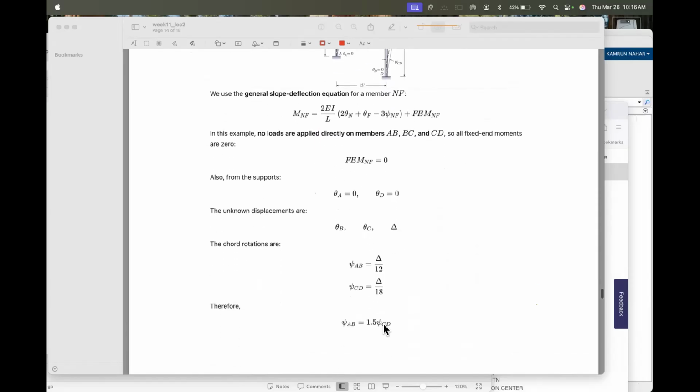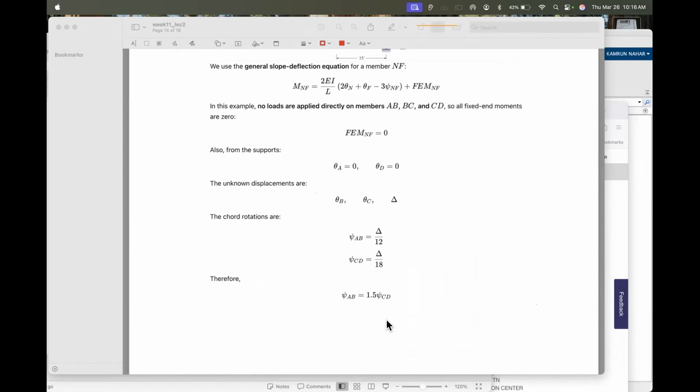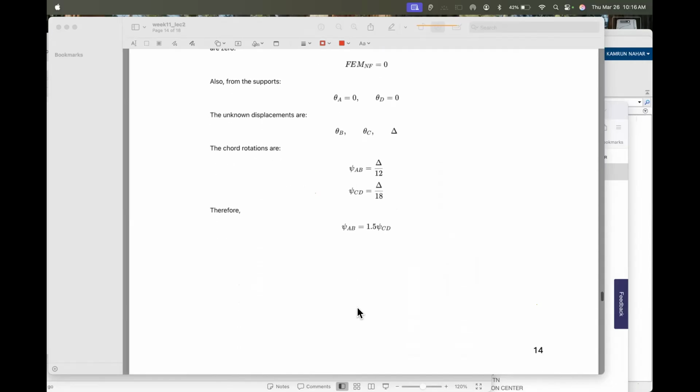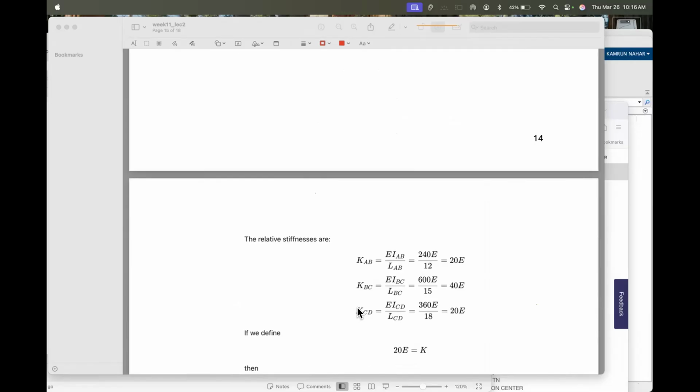And then here, if you want, you can just write those two equations that way, or you can use a different format. Here what it did is delta equals 12 psi AB, delta equals 18 psi CD, then just do the simple math and you get that equation, just to minimize the unknowns in the structure.